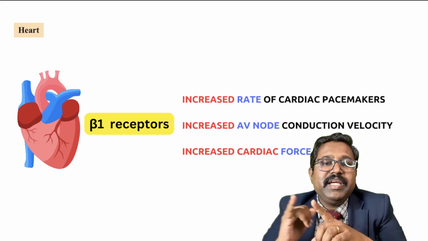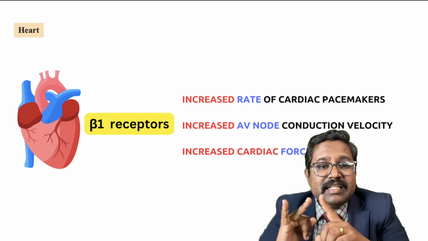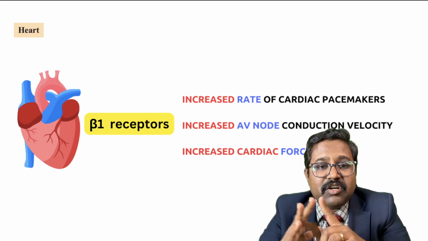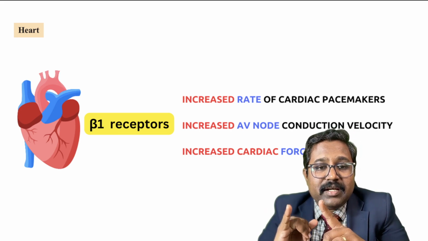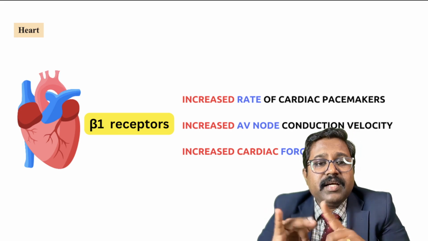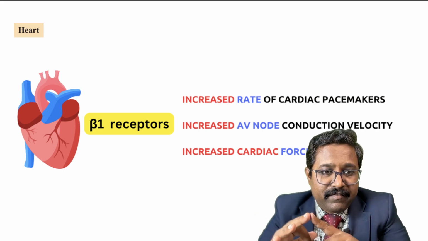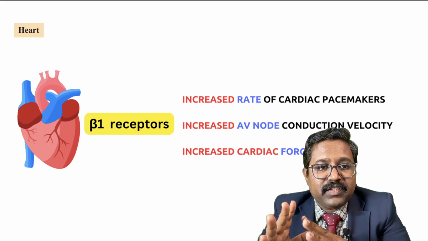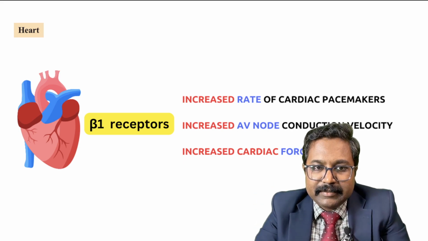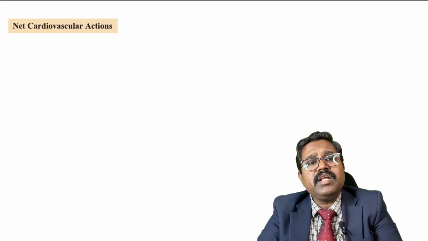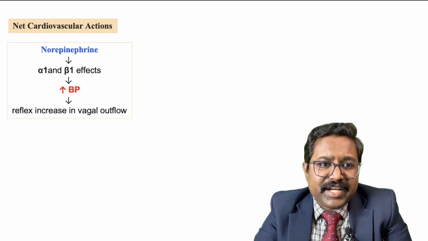So there will be increase in the heart rate, increase in the AV nodal conduction, and increase in the contractility. So there will be positive inotropic effect, positive chronotropic effect, and positive dromotropic effect with respect to activation of the beta 1 in the heart. Next we have the net cardiovascular actions.